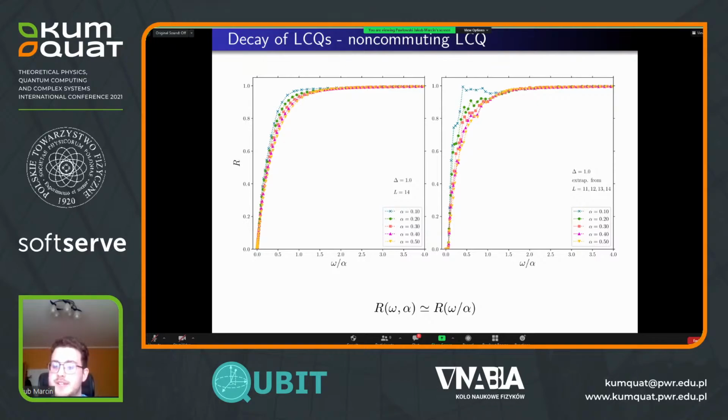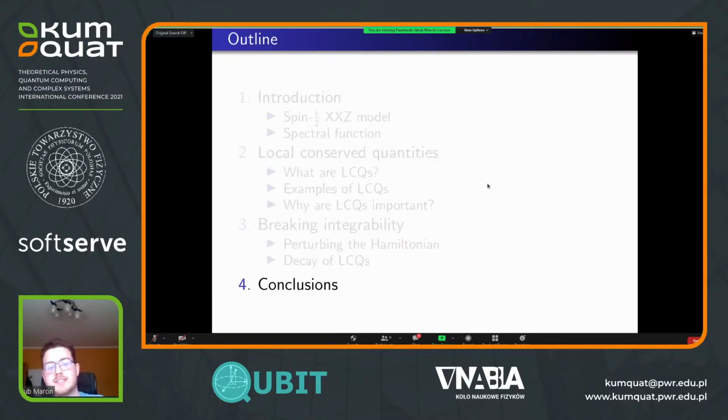So what we have witnessed here is that in the same system, with the same perturbation and the same order of magnitude of perturbation strength, we get two qualitatively very different decays for different operators. And this is why it is very hard to say something in general about the decay of these quantities, because it can differ from one LCQ to another in exactly the same system. All right, so that's all I had for you today. Let's jump to the conclusions now.